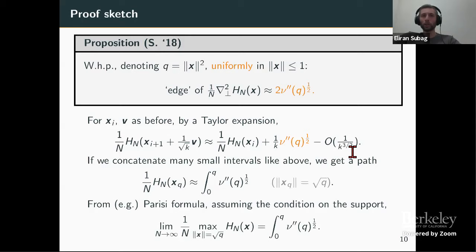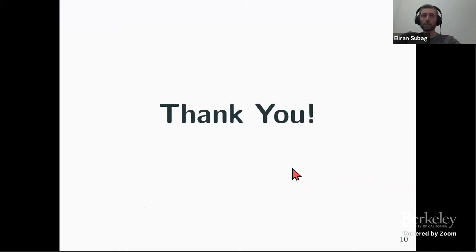And as you take k to infinity, what you'll get is just an approximation of this Riemann integral. And so this is the energy for this path. And actually, from the Parisi formula, we know that for models where the Parisi measure is a 0-1 interval, you can just plug it into the Parisi formula and get the value of the maximum. And this is exactly this value. And that's all I wanted to say.